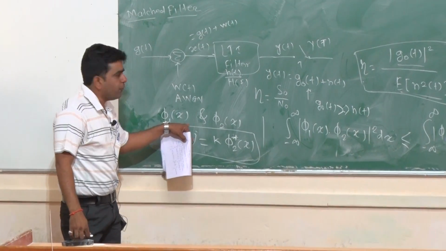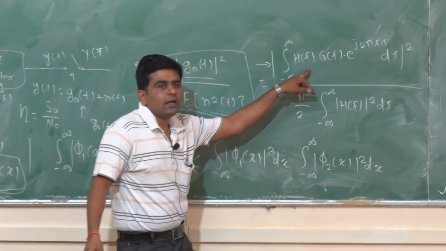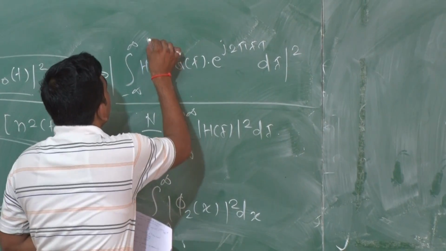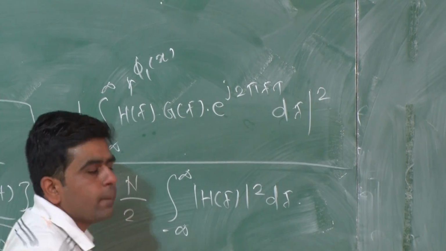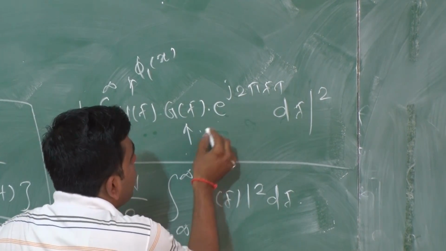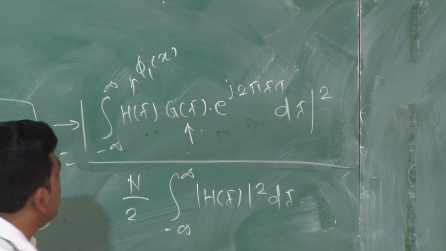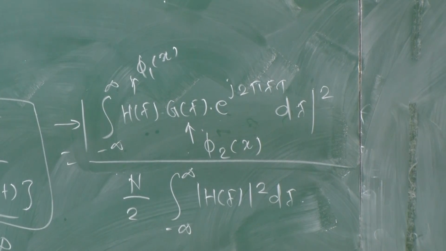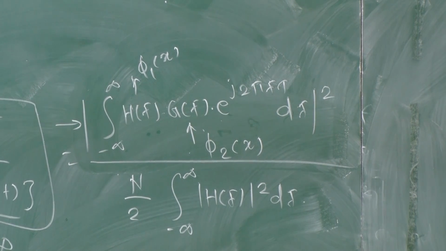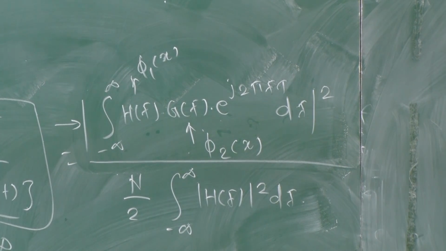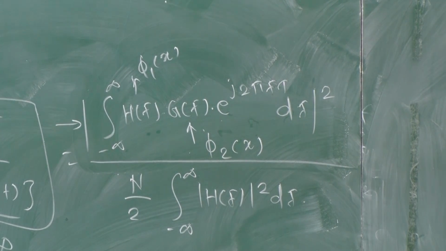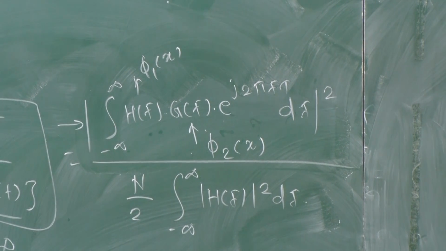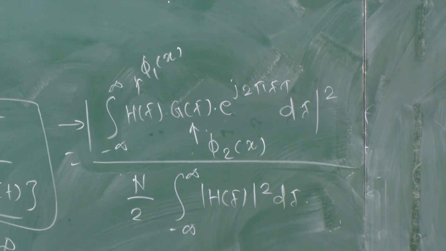Here we can see phi1 of x and phi2 of x. In this one, the numerator H of f is the filter response, and this is your phi1 of x. Similarly, this one, G of f into e raised to j 2 pi f t, is your phi2 of x. Their individual energy is finite, they satisfy this condition. Then we can see that the average energy of this combined multiplication is less than or equal to their individual energy.